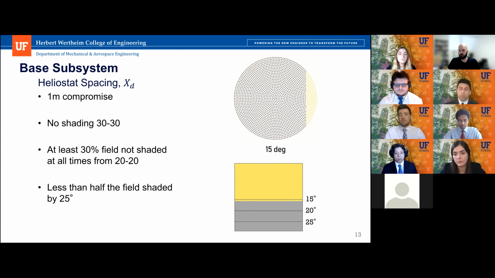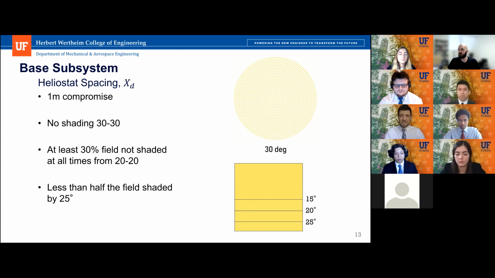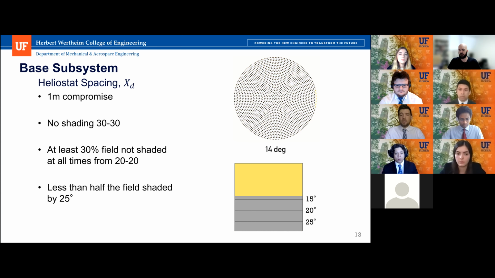So another way you could look at it is that by 25 degrees, half the field experiences no shading at all, and the other half experiences a maximum of 15 to 20% shading. And you have an overall efficiency of still 80 to 90% by 25 degrees in the sky. And so we kind of had to come to that compromise with the spacing.